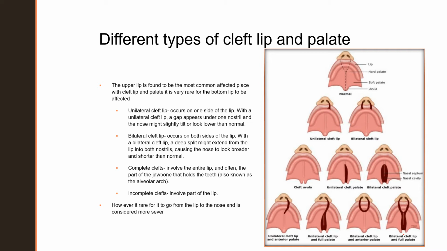A bilateral cleft lip occurs on both sides of the lip. With a bilateral cleft lip, a deep split might extend from the lip into both nostrils, causing the nose to look broader and shorter than normal. A complete cleft involves the entire lip and the part of the jawbone that holds the teeth, also known as the alveolar arch. An incomplete cleft involves part of the lip. However, it is rare for it to go from the lip to the nose and is considered more severe. This photo is just showing an example of the different types.